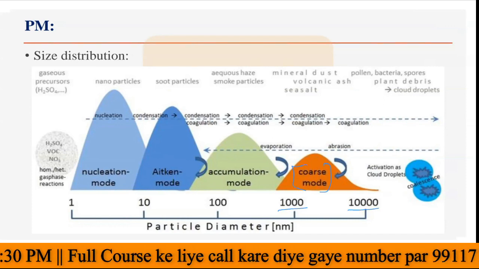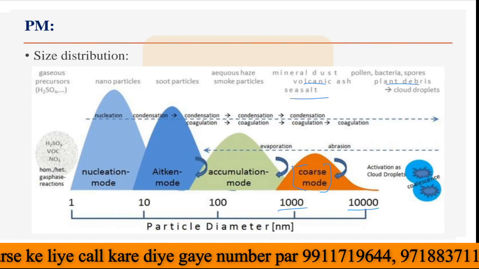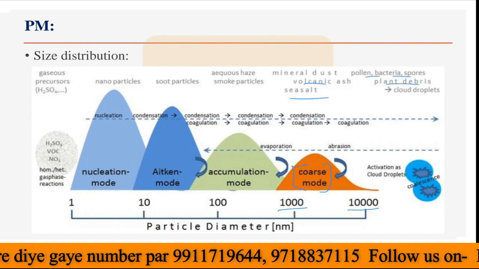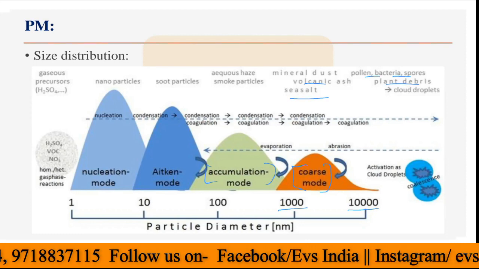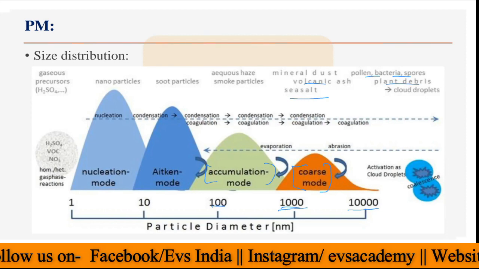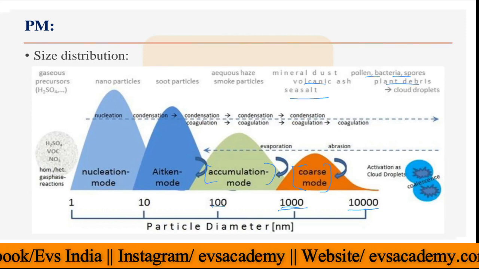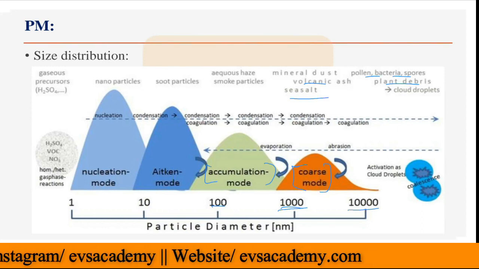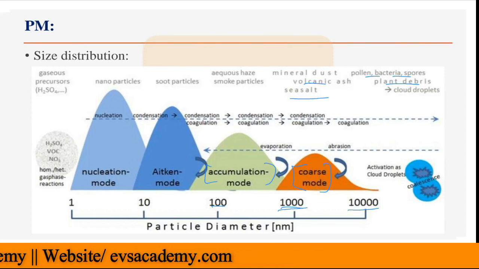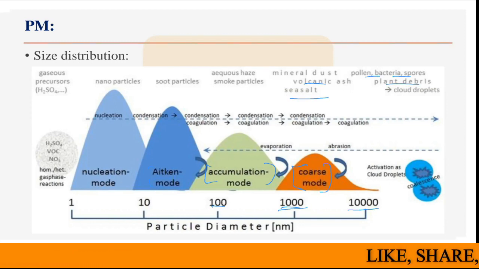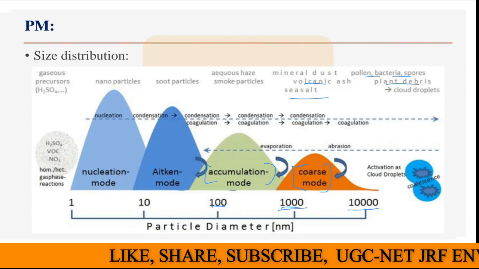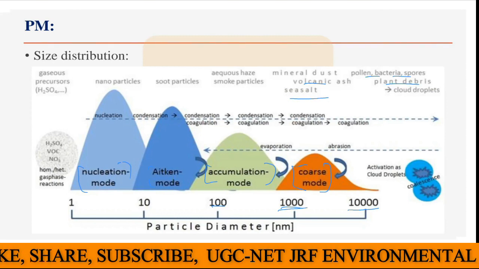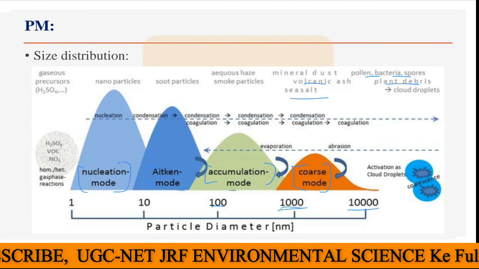All the mineral dust, volcanic ash, sea salt, plant debris, pollen, bacteria, spores are in this coarser range. Then we have the accumulation mode, which has a size range of 100 nanometer to 1000 nanometer, and that has the aqueous haze and smoke particles. Then we have 10 to 100 nanometer particles, which is called the Aitken mode or Aitken nuclei. Here you can find soot particles. And then we have the nanoparticles in the range of 1 to 10 nanometer aerodynamic diameter, and this is the nucleation mode or nucleation size, you can say.